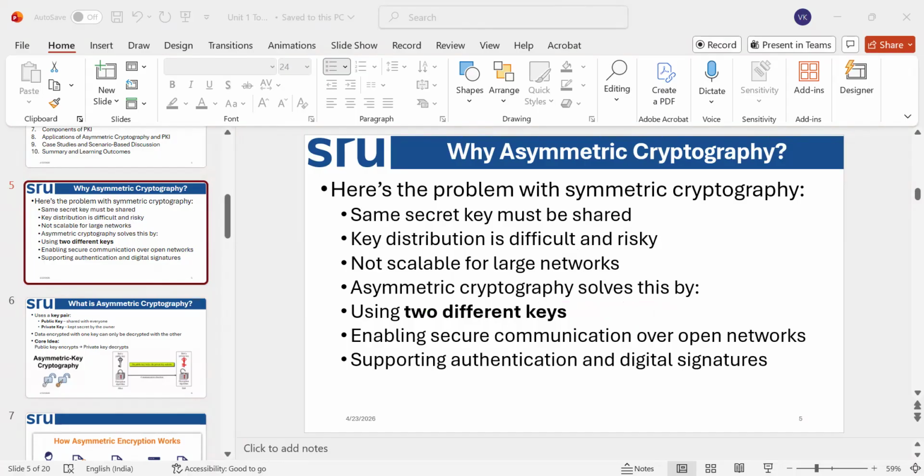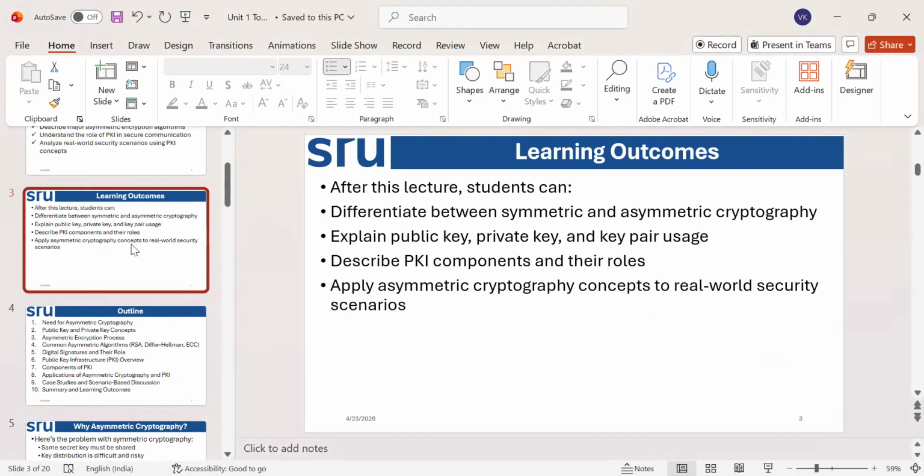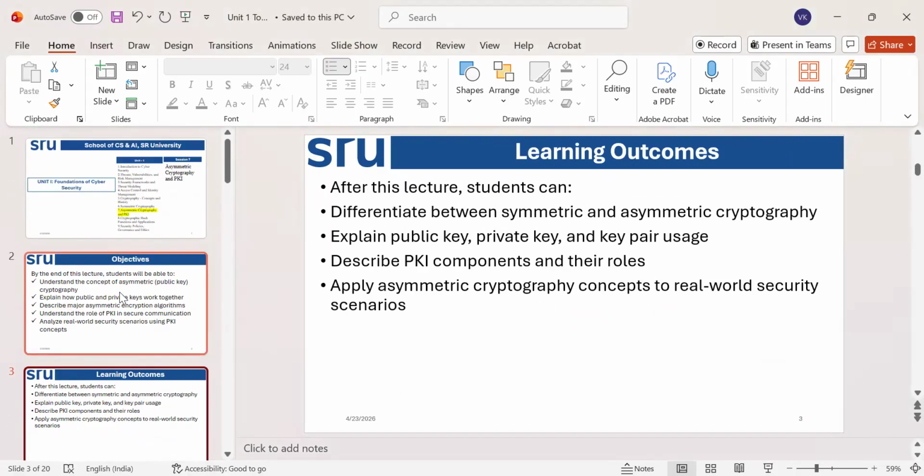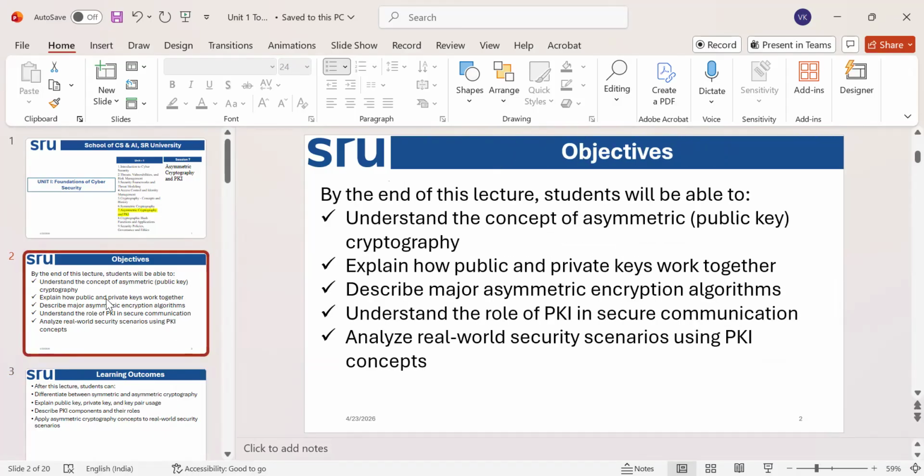Then next, the outline we covered today, and these are the learning outcomes. The difference between symmetric and asymmetric, how asymmetric works, why we need it, why we came to the asymmetric one, and what the applications of asymmetric are, and what models are used in it, right? Then we understood about the public key infrastructure, why we use it, and also the components of public key infrastructure. Then we summarized what we studied today. Okay, this is the objective of the work we fulfilled.